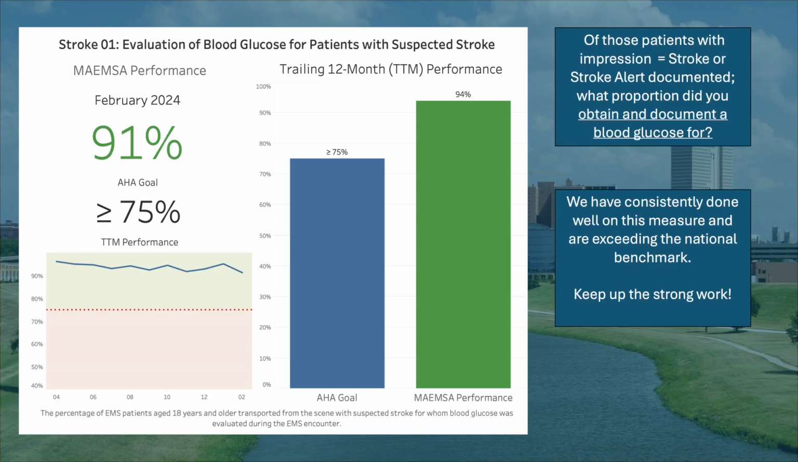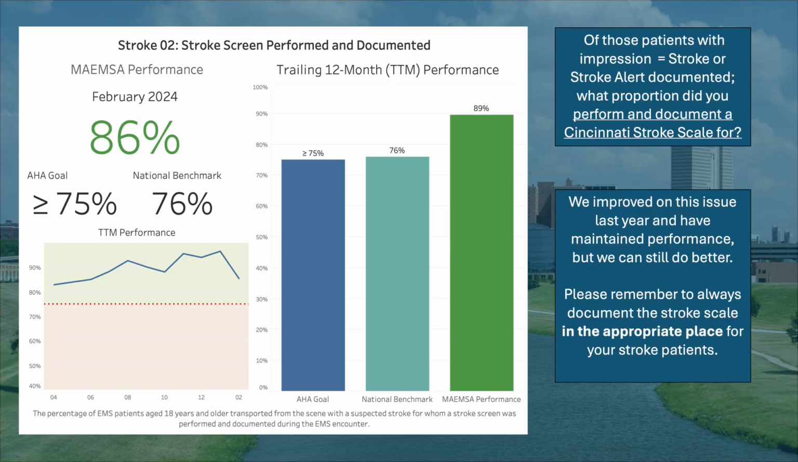Let's talk stroke. Strokes. We know that a big stroke mimic is hypoglycemia. So for our patients who we say our primary impression is stroke, or we call a stroke alert on, we need to obtain and document a blood glucose. We're doing pretty well on this, and we consistently have. Definitely doing better than the benchmark. Strong work.